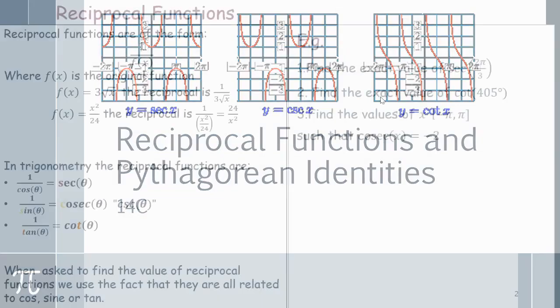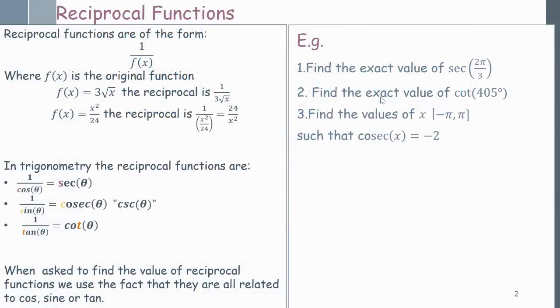So we're working on 14C, which is all about reciprocal functions. Now a reciprocal function, where f of x is the original function, is just kind of the flipped version. So if we have a function, say 3 square root x, the reciprocal is 1 over that function. So 1 over 3 times root x.